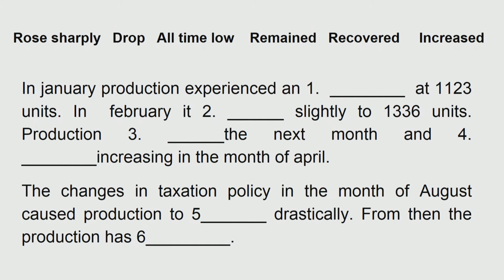Look at the trends here. Now, having seen that, try to fill in the blanks here using the words that are given here. Rose sharply, drop, all time low, remained, recovered, increased. It is all based on the graph that you have just seen. So, in January production experienced an dash at 1123 units. In February it dashed slightly to 1336 units. Production dash the next month and dash increasing in the month of April. The changes in taxation policy in the month of August caused production to dash drastically. From then the production has dash.